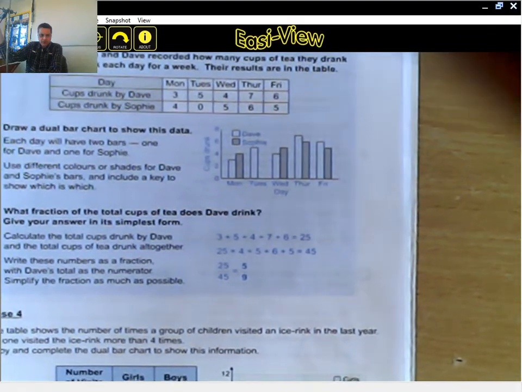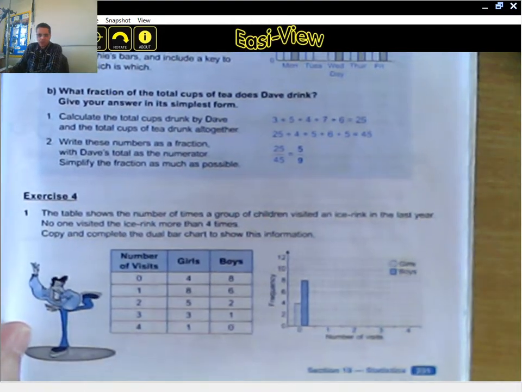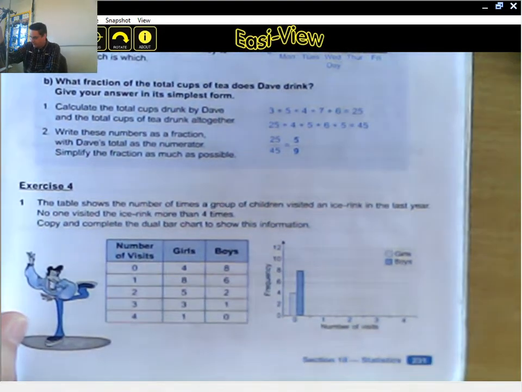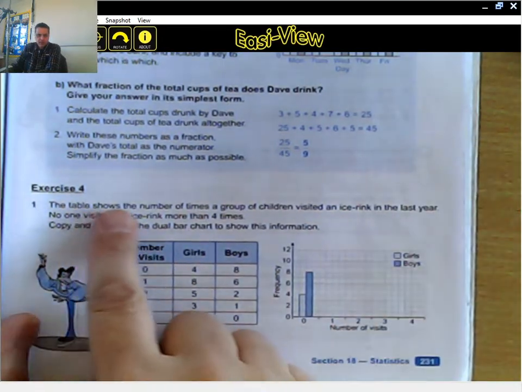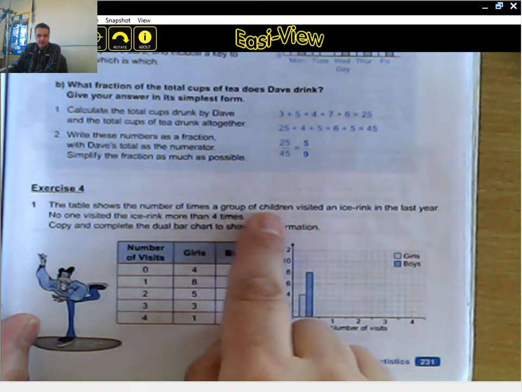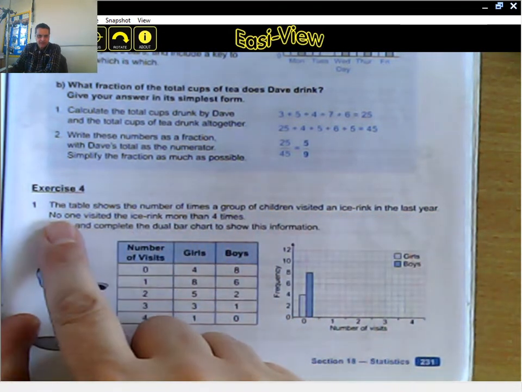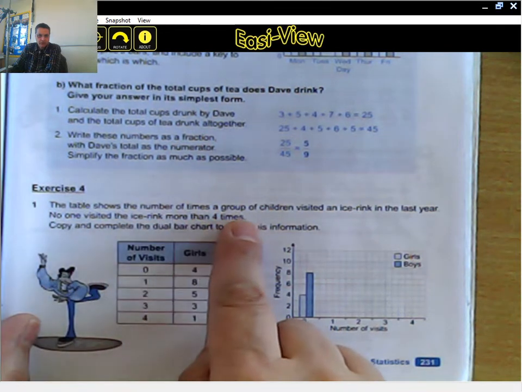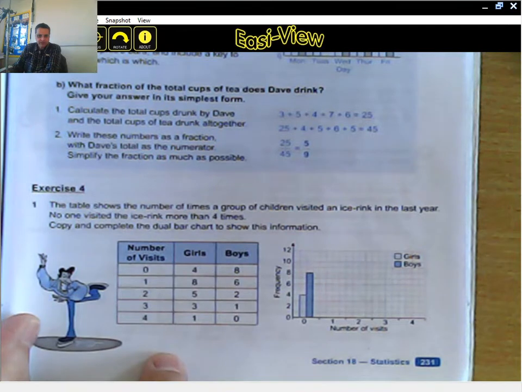When you do dual bar charts, you're comparing one quantity with another. So in this situation here, we've got exercise 4, page 231. The table shows the number of times a group of children visited an ice rink in the last year. No one visited the ice rink more than 4 times. Copy and complete the dual bar chart to show this information.